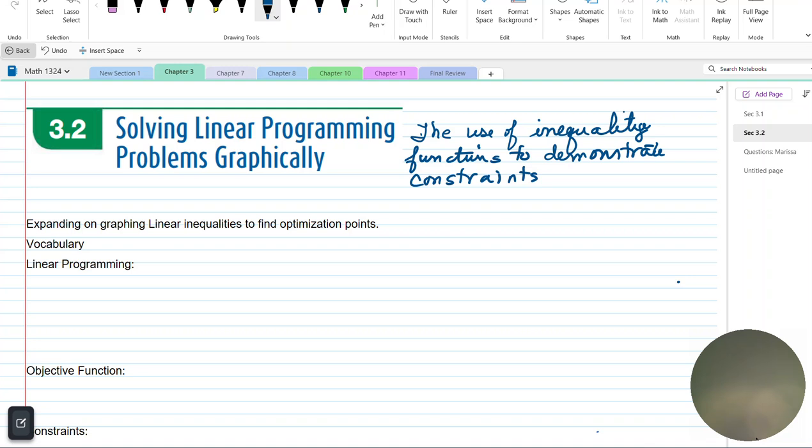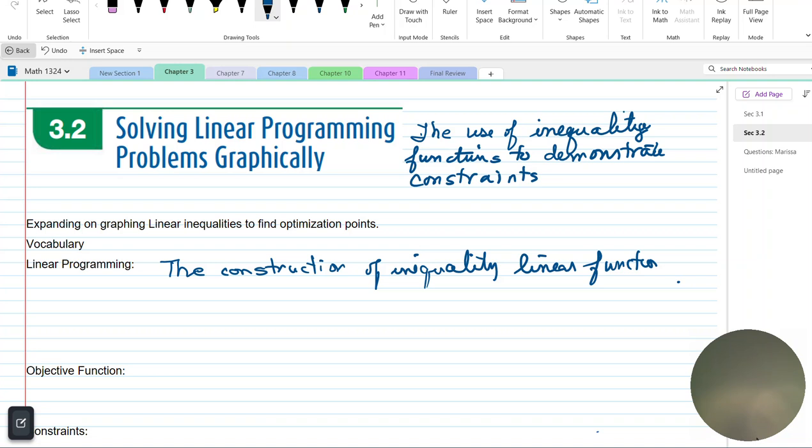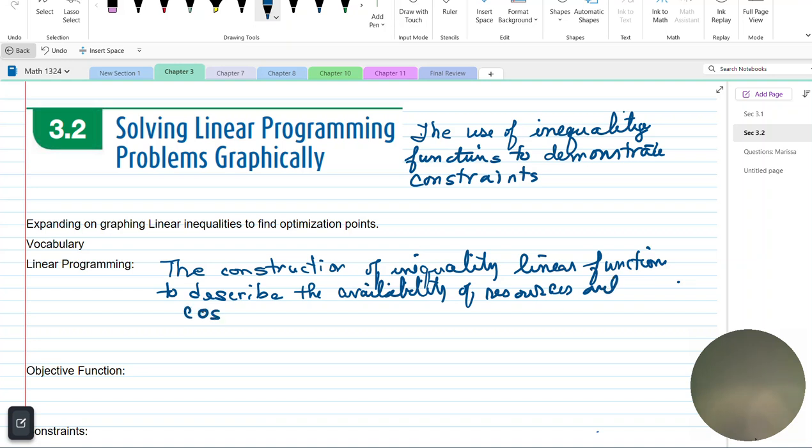Linear programming is the construction of inequality of linear functions to describe availability of resources and cost constraints.